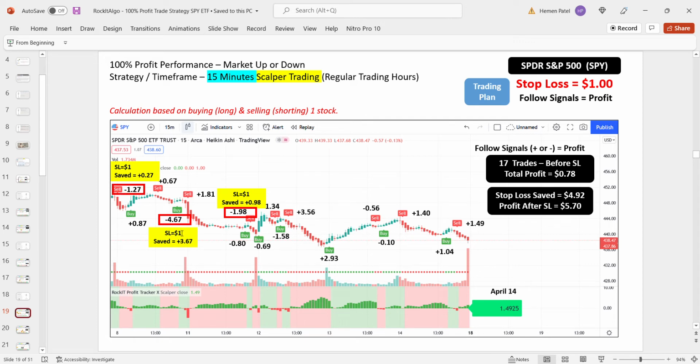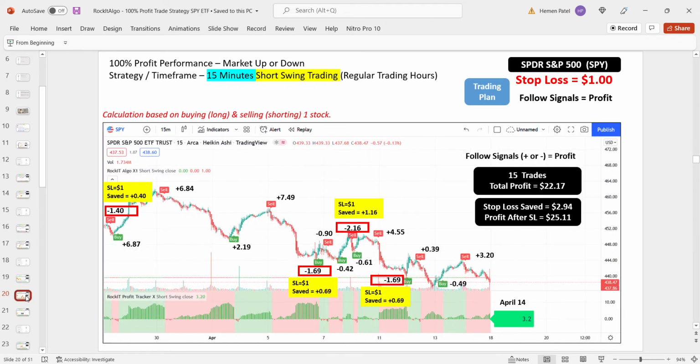Same thing, close the trade before the next signal. We saved $3.67 here, $1.98 here, close the trade before the next signal. So once you close a trade on a stop loss, wait for the next signal. Don't worry, it'll come. 15-minute short swing trade, 15 trades, $22.17.